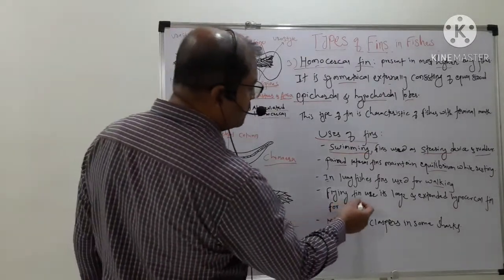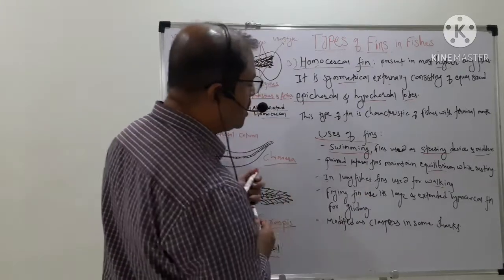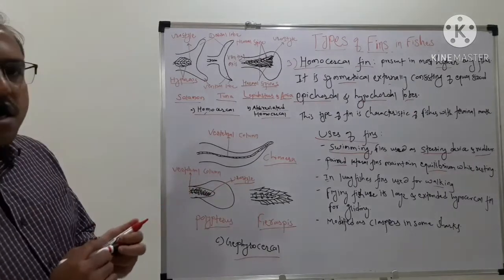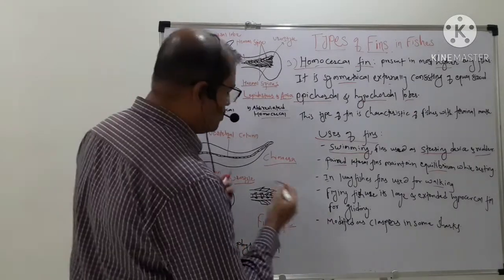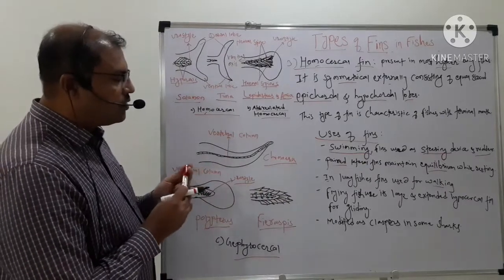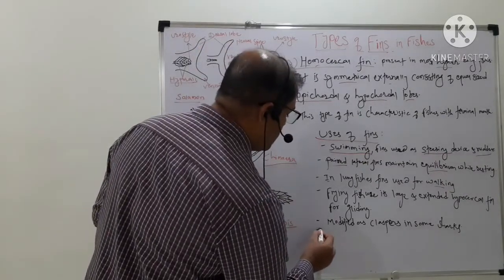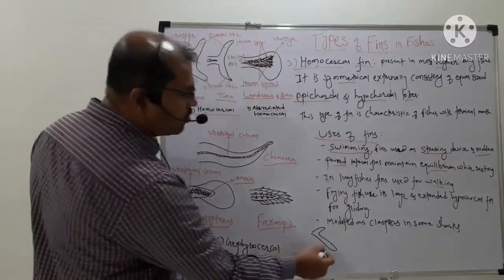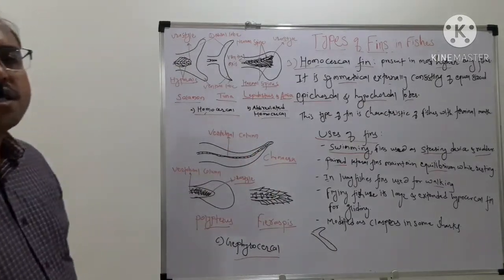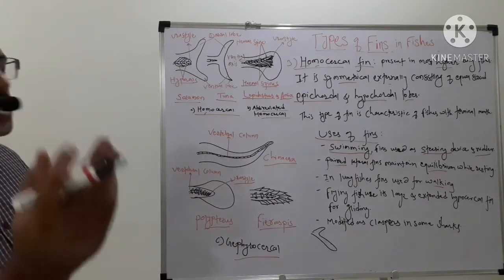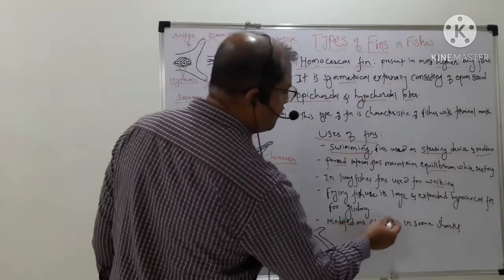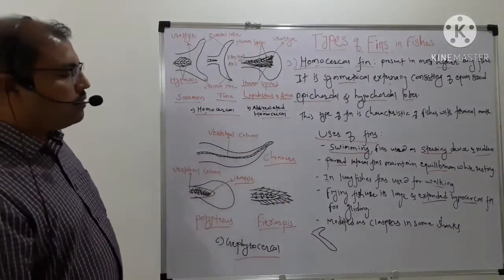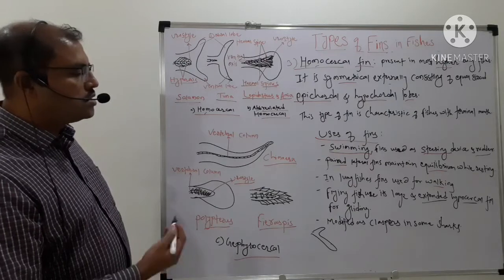And in the case of the flying fish, as you know, the flying fish has a lower epicaudal lobe and highly developed hypocaudal lobe, and this hypocaudal lobe gives support to glide from water into air. So this extended hypocercal fin helps the glide into air. So this is the use.